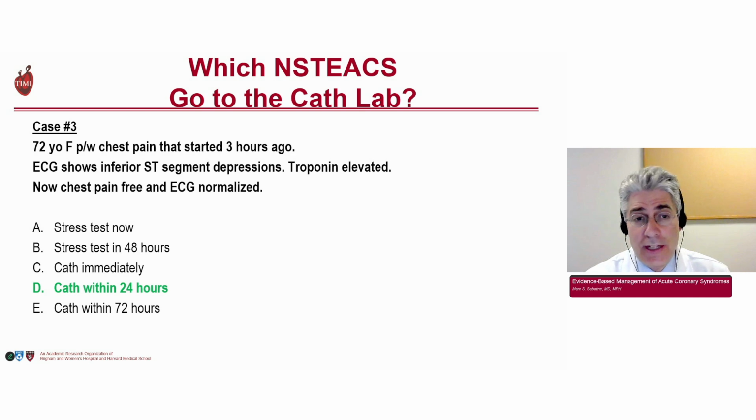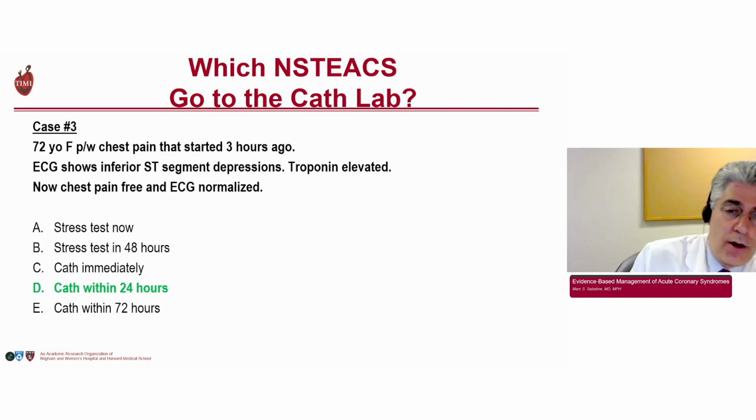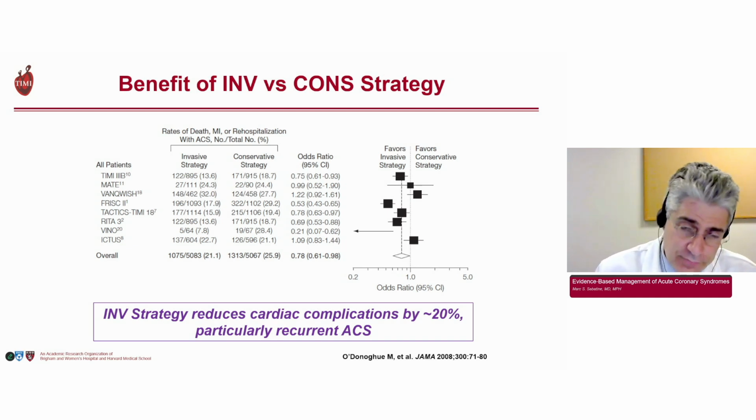You could cath her immediately, but she's chest pain free and the ECG is normalized. So there's really no mandate to cath her immediately. And therefore, we're sort of left with cathing her. And the question is the timing, which I'll get into. But given that she had troponin elevation, ECG changes, cath within 24 hours would be quite reasonable.